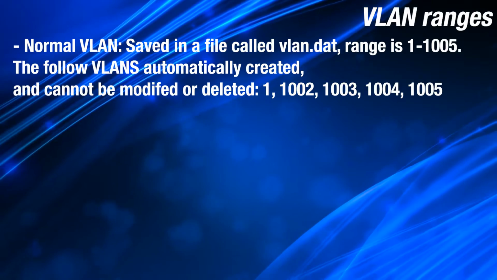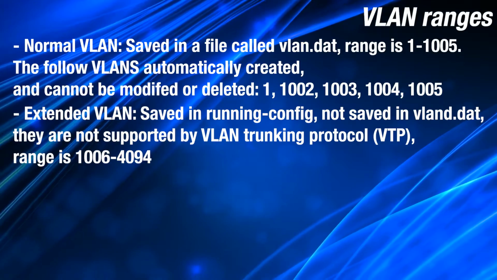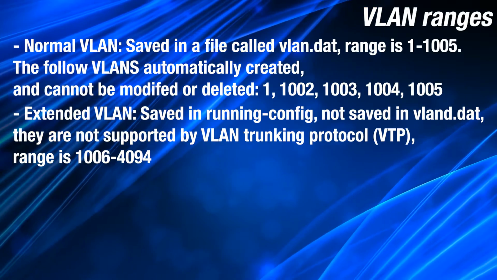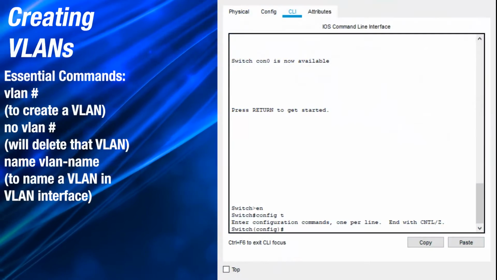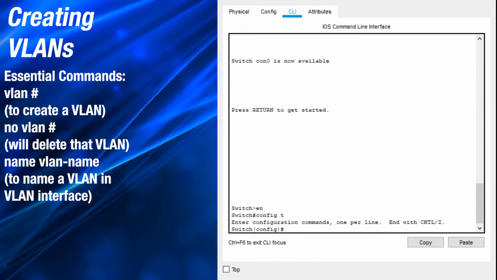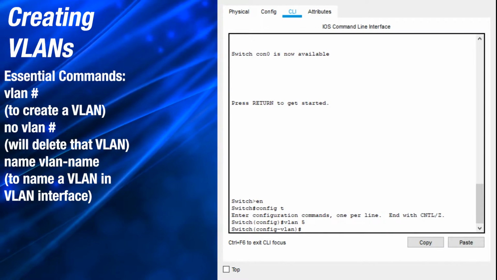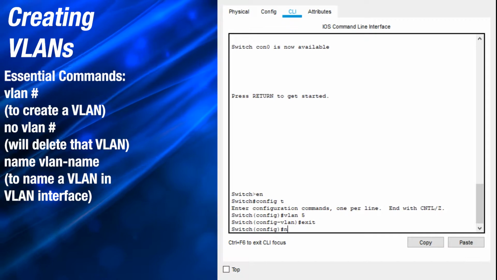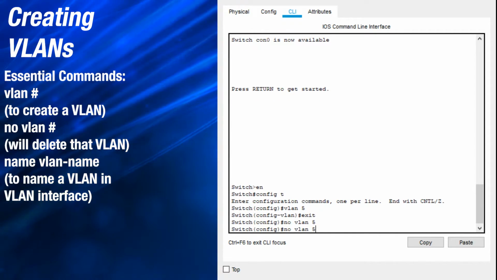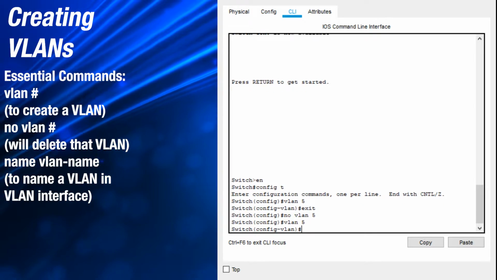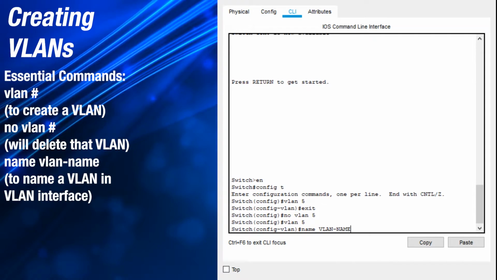After the normal ranges for the VLANs, we have our extended VLAN range, which are VLANs 1006 through 4094. We don't use these at the scale that we're at. To create a VLAN, type the VLAN command followed by the VLAN ID, which will be a number from the VLAN ranges. If you want to remove a VLAN, simply add no at the beginning, followed by the number that you created. If you wanted to add a name to a VLAN, in the VLAN's configuration, type name followed by the name of your choice.